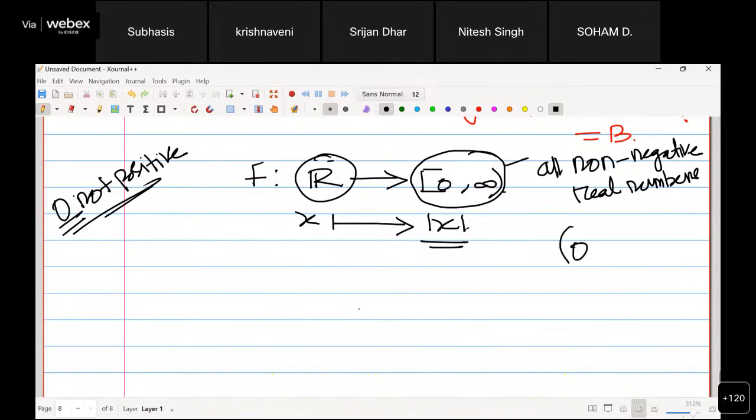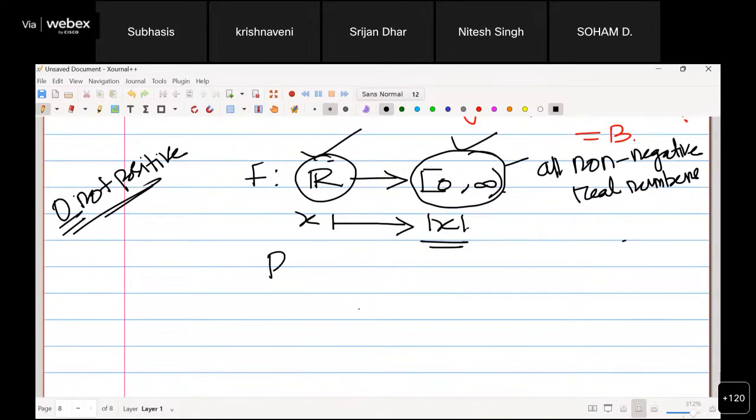That's why this [0, infinity) is all non-negative real numbers. If I write (0, infinity), then you can say this is basically all positive real numbers, because I am excluding 0 here. So there is a slight difference in the terminology. So this is my domain and this is my codomain. Now you tell me what the range will be.